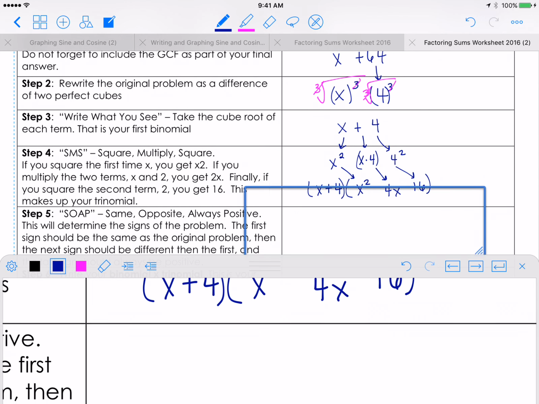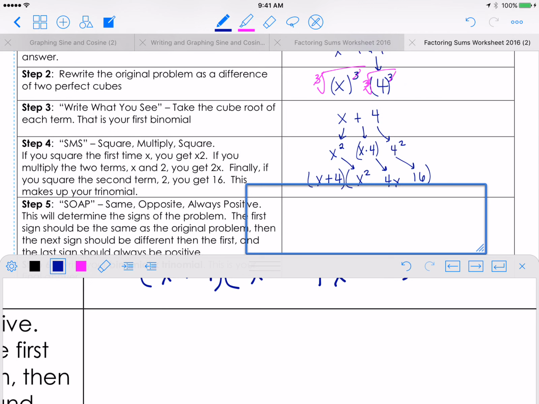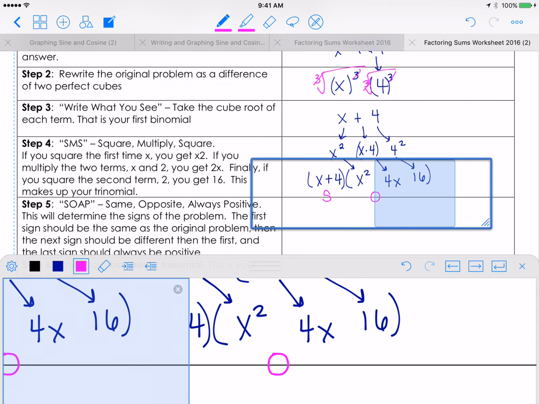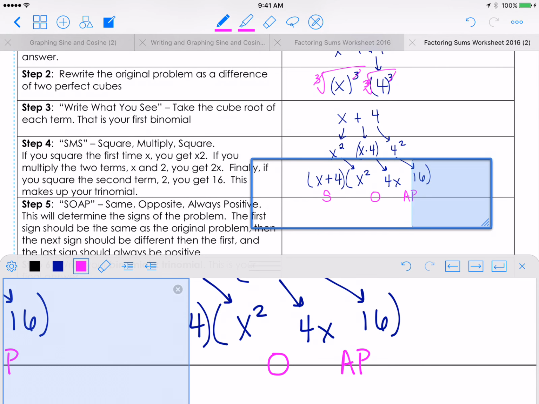So here's where another acronym comes in to help us know what signs we're going to have, because right now we only know the sign of our first binomial, and we don't know about the trinomial. So at this point, we don't have any signs for that trinomial. So we're going to do something called SOAP. So the first S goes with the first sign. And then O goes with the second. And then we have AP, like your AP courses, go at the end.